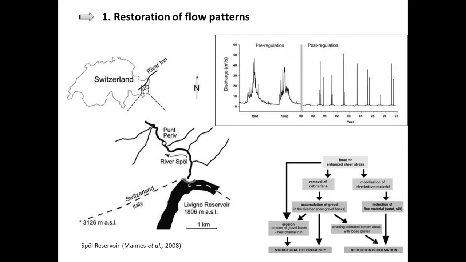Facets of those flushing flows or geomorphic flows exist, for instance, in one river in Switzerland, on the frontier with Italy. This is the Spöl River downstream of the Livigno Dam, where different releases have been made through the last decade, trying to mimic the pre-existing floods in the area, and which has shown to be quite important to restore the connections between flow, sediments, and biological communities. These are well studied in different papers, so I suggest you all have a look at it, because it's quite clear on the way we have to manage those floods.